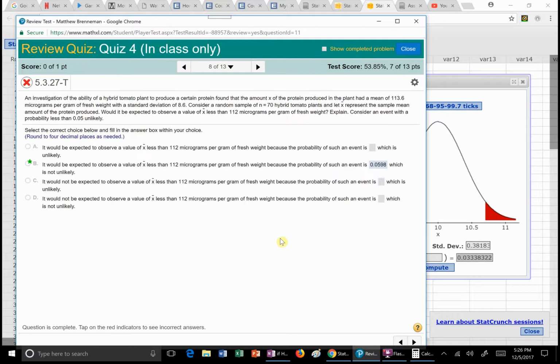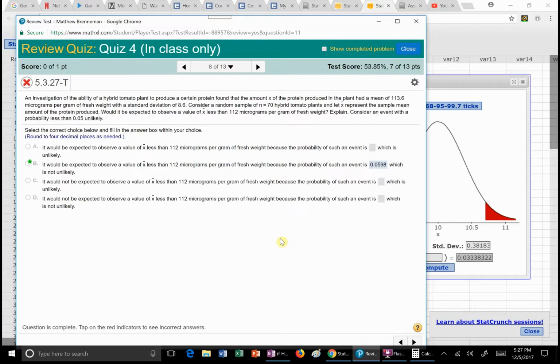So the eighth problem was an investigation of the ability of a hybrid tomato plant to produce a certain protein. It found that the amount X of protein produced in the plant had a mean of 113.6 micrograms per gram of fresh fruit, and the standard deviation was 8.6. Consider a random sample of 70 hybrid tomato plants and let X bar represent the sample mean. Would it be expected to observe a value of X bar less than 112?